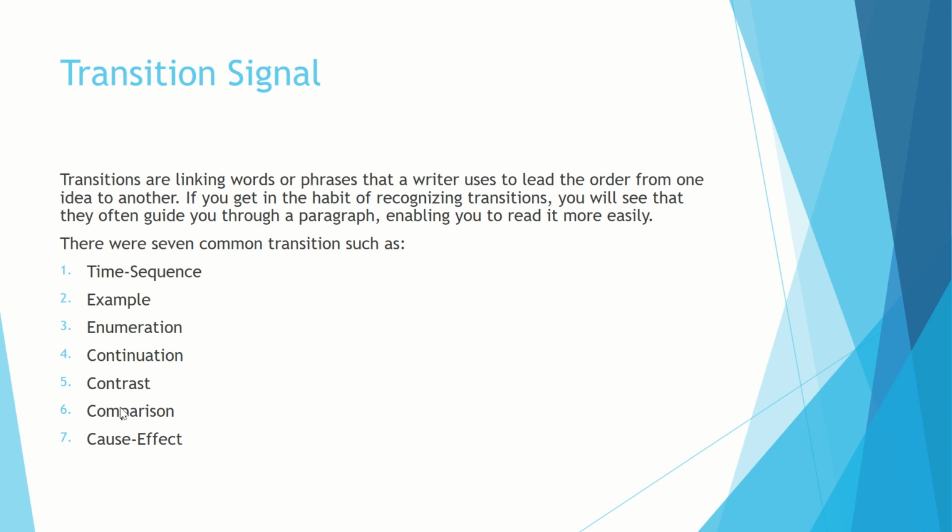The sixth one is comparison. Comparison will have two phrases or words that need to be compared, so we use a comparison type of transition signal. A comparison transition signal will be like one, blah blah blah. Meanwhile, blah blah blah. Well, that kind, just like a comparison between two things.